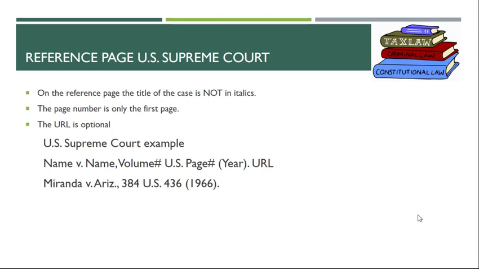On the reference page, put the case title first, and do not put the title of the case in italics. Next, put the volume of the book followed by the title of the book in which the case is published, which is the United States Court Reporter, abbreviated to U.S. The page number used is the page that the case starts on. Notice that there is no punctuation between the volume, source of the case, and the page number. Next is the year of the case in parentheses. The URL is optional.